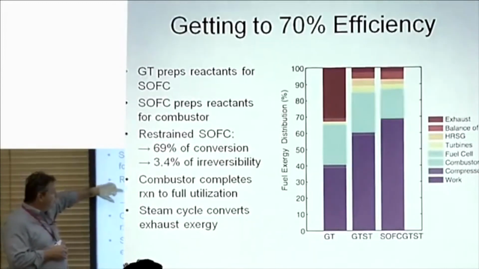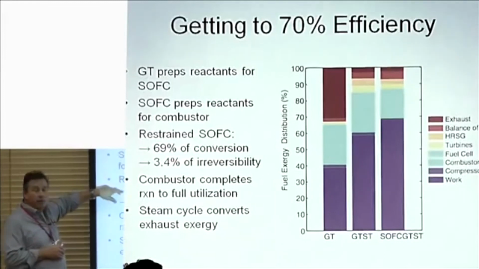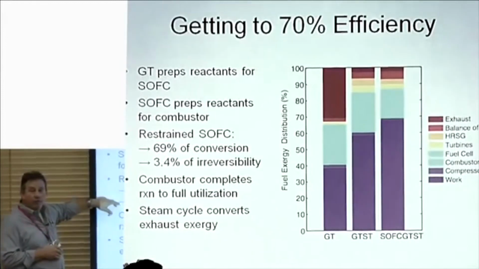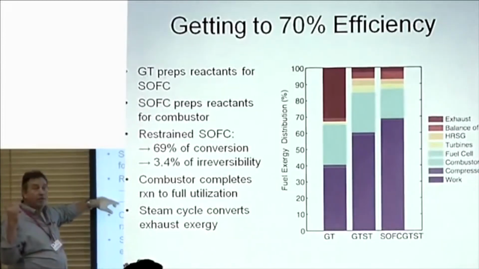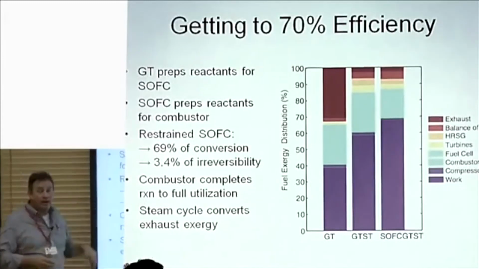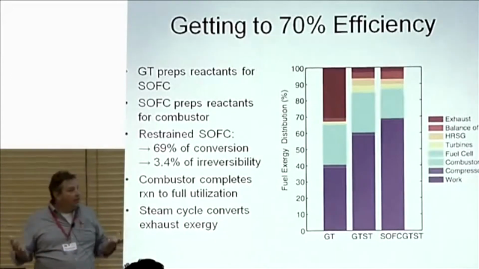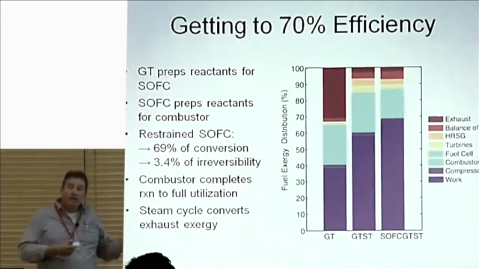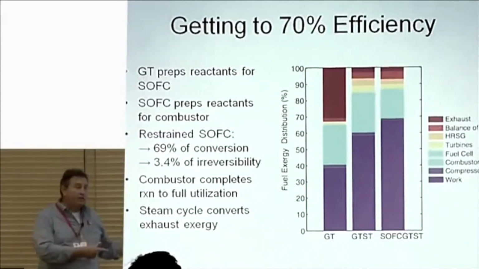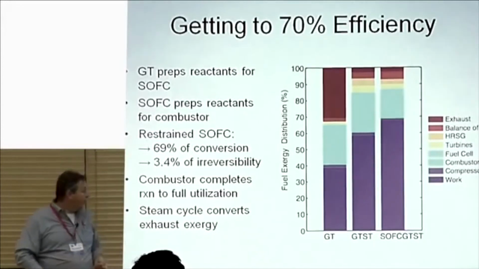By moving 69% of the conversion to the SOFC, only 3.4% of the irreversibility occurred there, whereas before in the combustion system, it was 20%. So by splitting and rearranging, and not saying I have to be a fuel cell or I have to be a combustion system, let's get the best of both. You can re-architect systems in interesting ways. The key is to watch the exergy and just listen to what it's telling you. It really isn't that tricky.